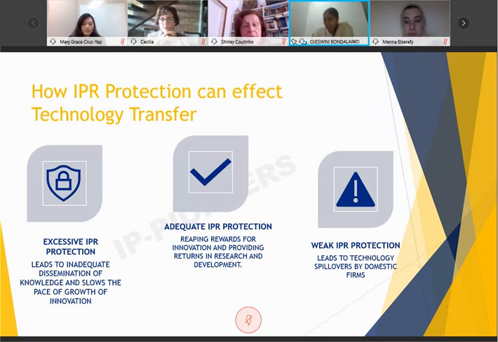So in IPR protection, we again have three types: excessive, adequate, and weak. Excessive is anything which is too much, which is also not good. Due to excessive protection, especially in patents, most of the patent holders are not ready to allow people or grant some access. It's more so in some countries, and it depends upon what type of license agreements you're doing, exclusive or non-exclusive.